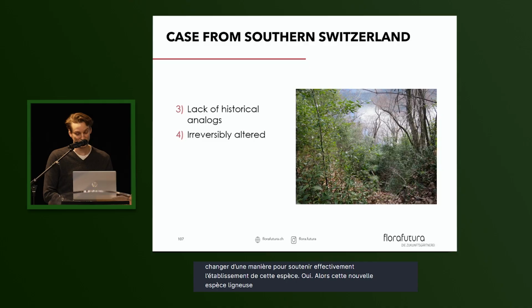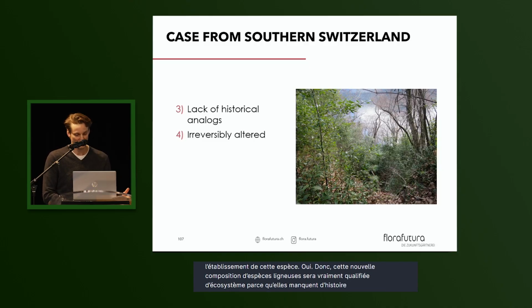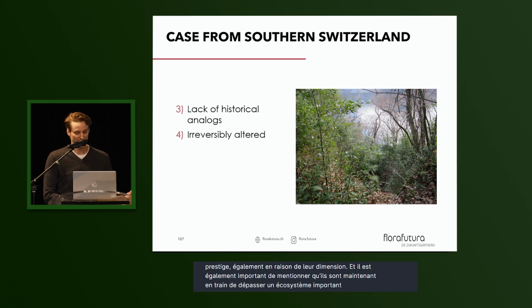So this new woody species composition would really qualify as a novel ecosystem, because they lack historical analogs and because they are irreversibly altered. So we cannot restore them back to a pristine stage, also just due to their dimension. And also, it is important to mention that they are now taking over important ecosystem services as they replace the weakening chestnut forests and take over the protective function of these forests from landslides.